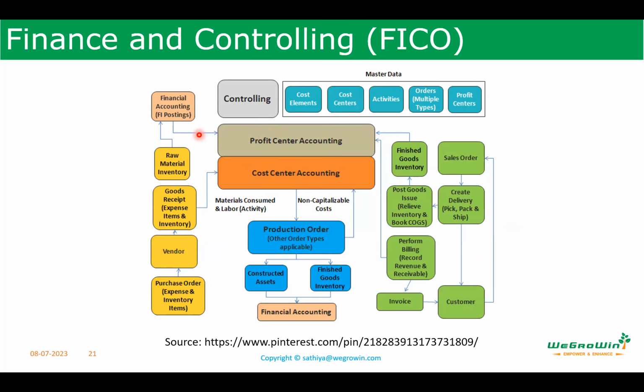Finance and controlling: there is a controlling process which involves cost elements, cost centers, activities, and multiple orders. Also, there is profit center accounting and cost center accounting. Also, the finance accounting, where they talk about material inventory, goods receipt, vendors, purchase orders. When you talk about customers: invoicing, billing, goods issue, finished goods inventory. And from production, they take care of production activities, the cost of production, the variances, and the accounting happening there. So these are the things taken care of by finance and controlling.